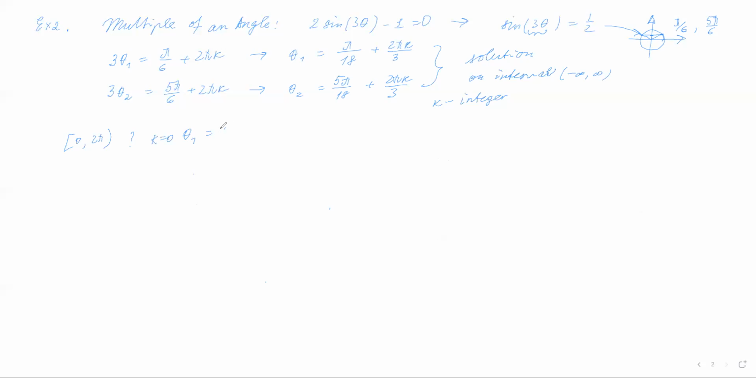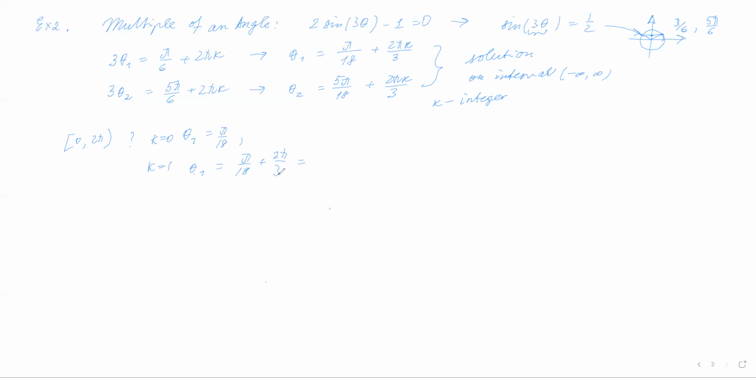Theta 1 is going to be what? Pi over 18. Does it sit in the interval? Yes, it sits in the interval. K equals 1. I'm going to plug it in over here and get theta 1 equals pi over 18 plus, if I put 1 over here, 2 pi over 3. Is it still between 0 and 2 pi? Yeah, it is. We can combine it together and see that the answer is still between 0 and 2 pi.